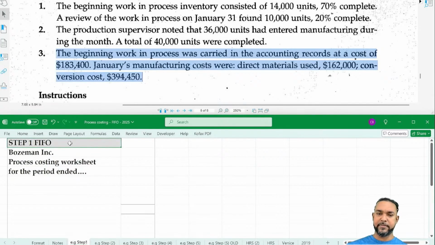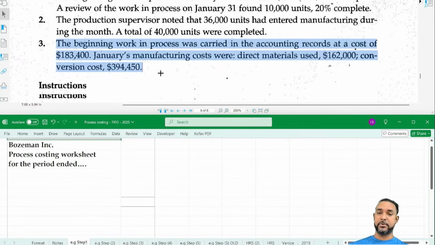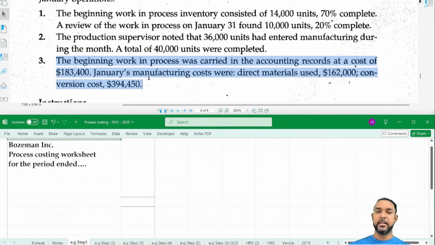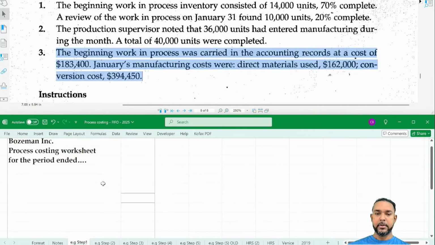So step one with the FIFO is accounting for the physical units. This was Bozeman Inc. Now you could call it a process cost worksheet or production cost report. They mean the same thing. Let's kind of put it up.